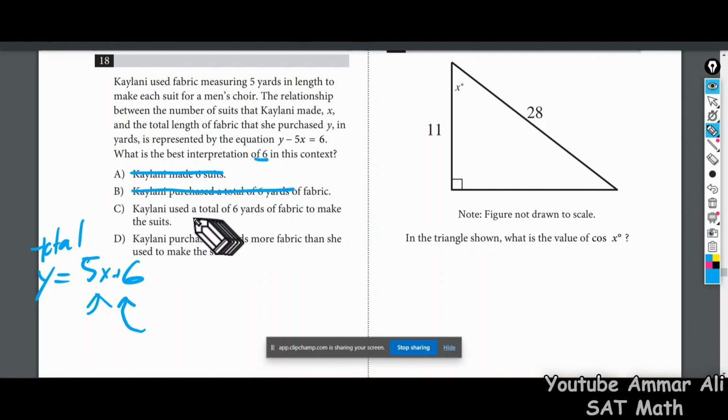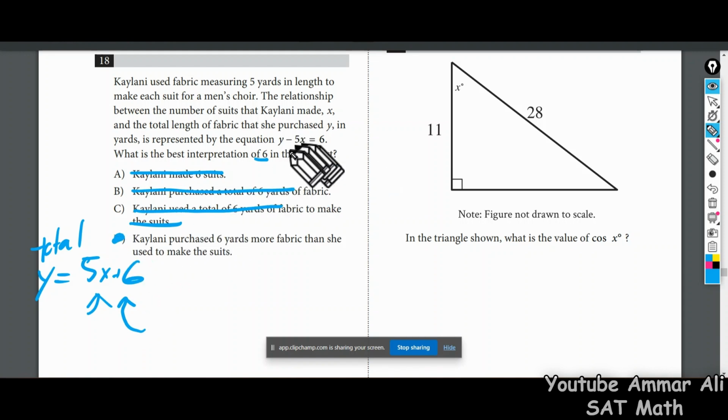Also, let's look at C. Kaylani used a total of 6 yards to make the suits. Again, this is also wrong. So really the only one that makes sense is D, because she purchased 6 yards more than she used to make suits. Because if we look at this, it's kind of like the y-intercept, right? So she uses 5 yards per suit, because remember x is the number of suits, and then plus six. So maybe she just started out with 6 extra yards of fabric. So that's the way to solve this one.